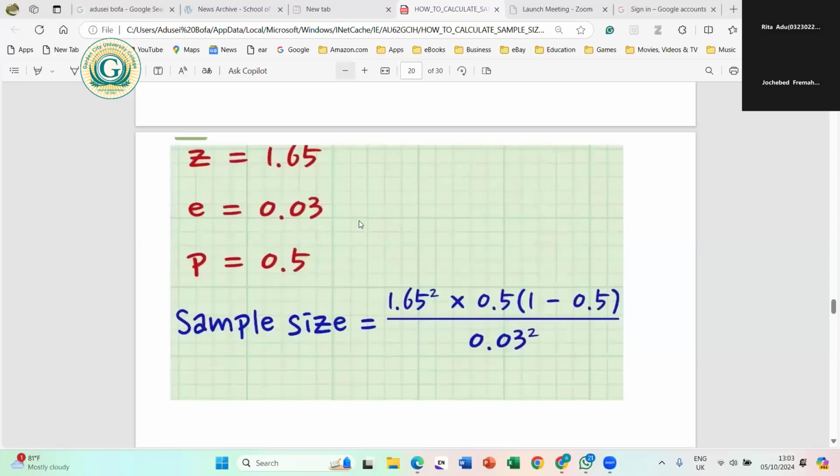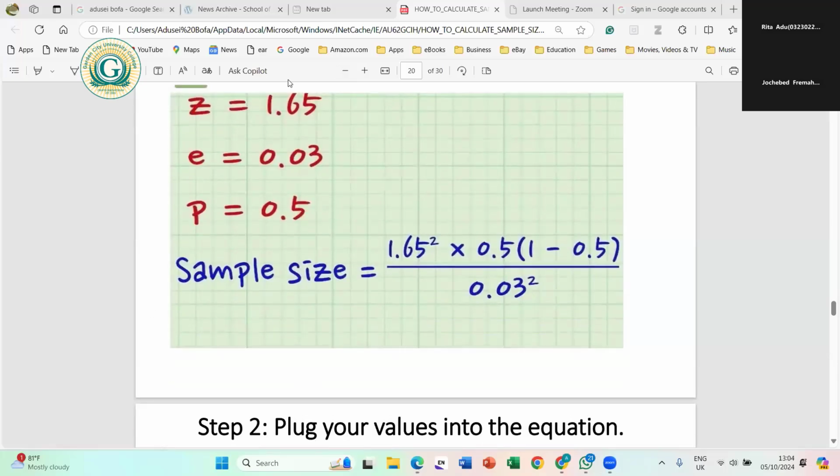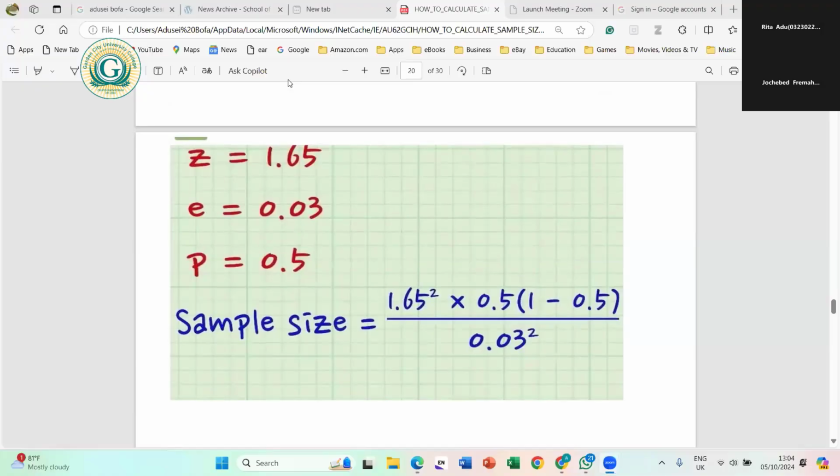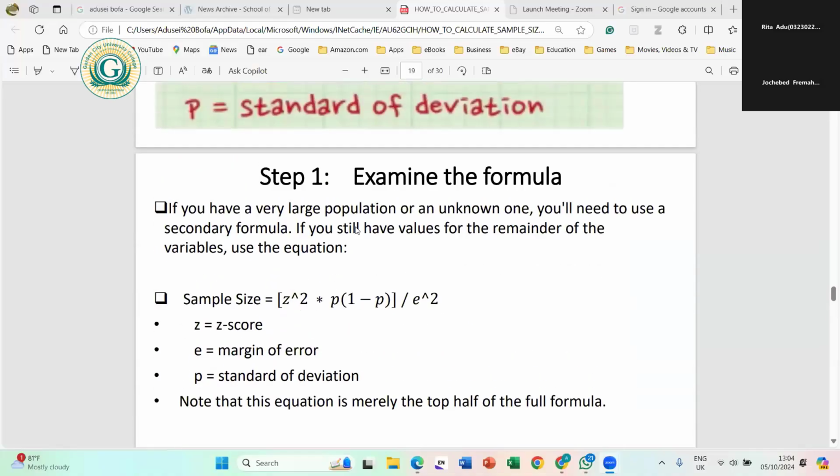Sir, please, can we see the formula again? The formula is on the screen. Sir, can we see the way you did your calculation before? Oh, one at a time, please. You can raise up your hand and then you talk, please. Someone requested for the formula. This is the formula.